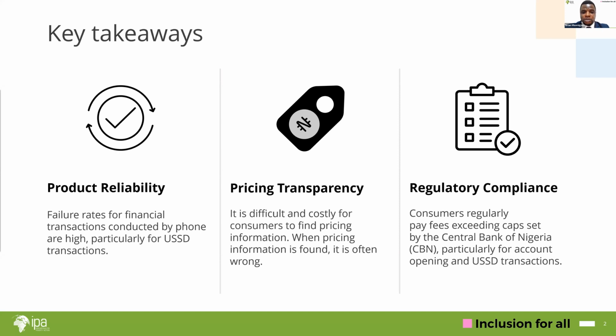On pricing transparency, what we found out is that it is often very difficult and quite costly to get pricing information. And even when you get this information, it's most often going to be wrong. Then on regulatory compliance, what we found is that if you are opening up an account or you are conducting transactions by USSD, you're going to pay a fee that is going to be many times higher than the regulatory cap. I'll go ahead and share the introduction to the study.